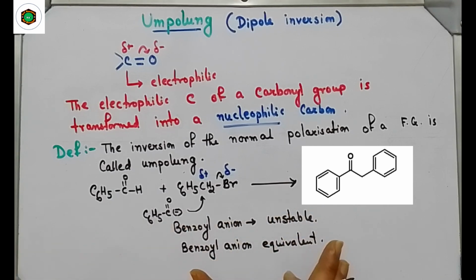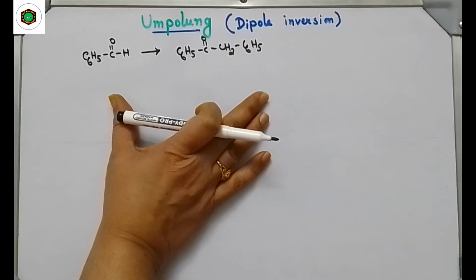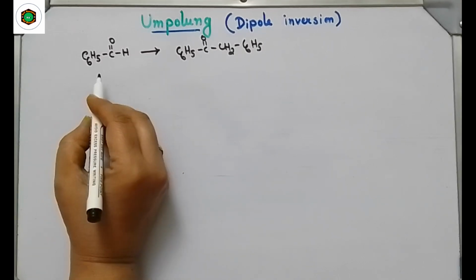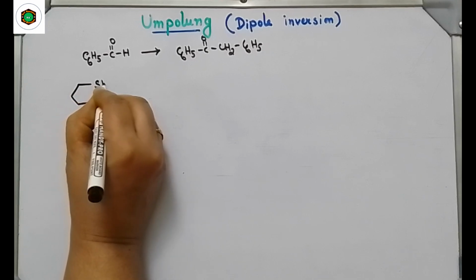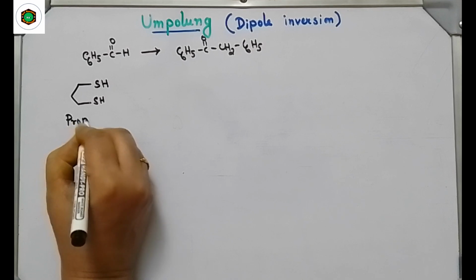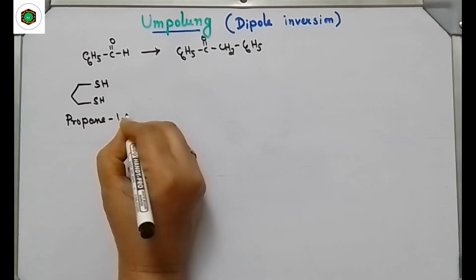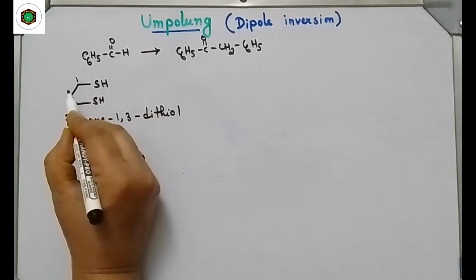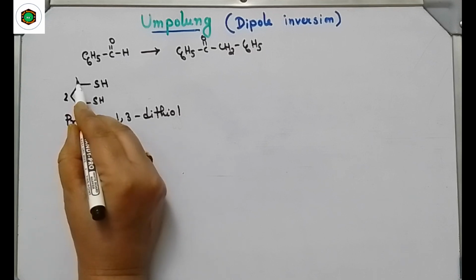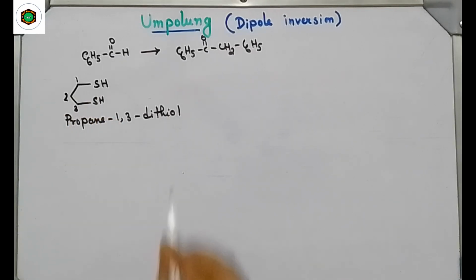With an example, I am explaining this thing. And remember, this benzoyl anion equivalent, which I will show you later, is stable. So you can generate this one. So to carry out this synthesis using the Umpolung method, what you can do? First take this compound, propane-1,3-dithiol. This is position 1, this is 2, this is 3. At 1 and 3, a thiol group is there.